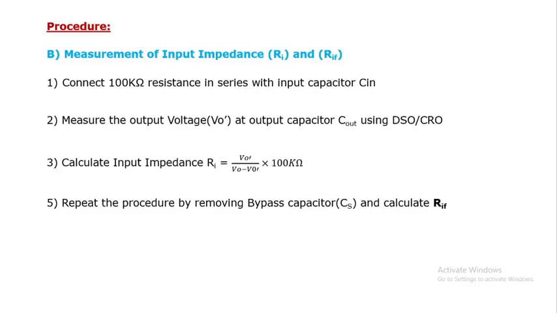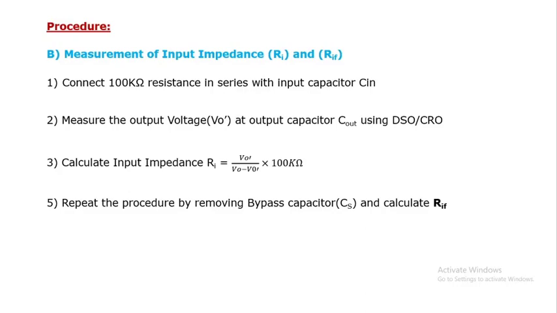Next calculation is measurement of input impedance, Ri and Rif, that is input impedance without feedback and with feedback. Connect a 100 kilo ohm resistance in series with the input capacitor Cin. Measure the output voltage, that is V0 dash, at the output capacitor Cout using DSO or CRO, and calculate the input impedance, that is Ri equal to V0 dash upon V0 minus V0 dash into 100 kilo ohm. Repeat this procedure by removing the bypass capacitor CS and calculate the Rif.